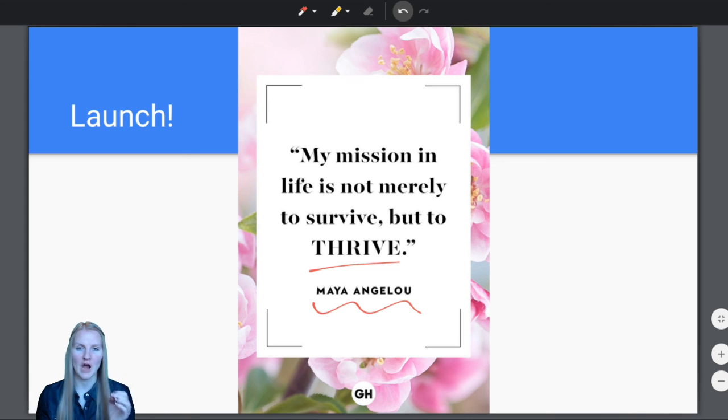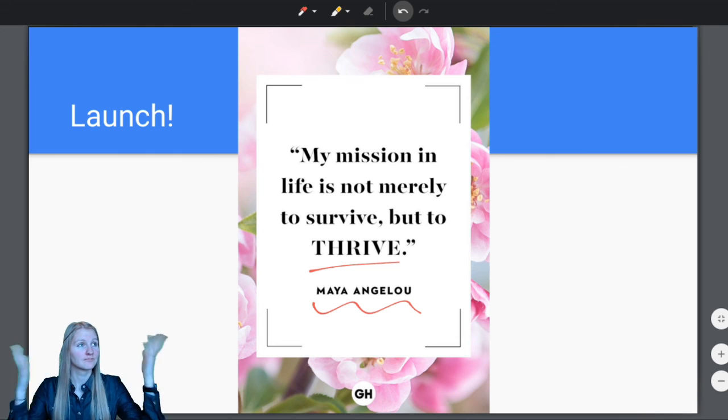If you're surviving, you're barely getting by. You're finding a way to keep living, but you're barely surviving. Like, you have the basic necessities. You have food, you have water, you have shelter, and that's it. You are surviving. If you are thriving, you have more than you need.